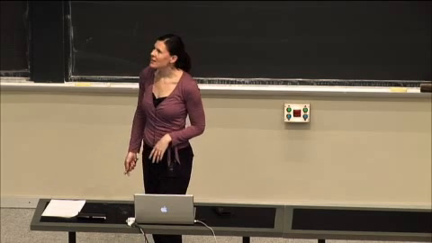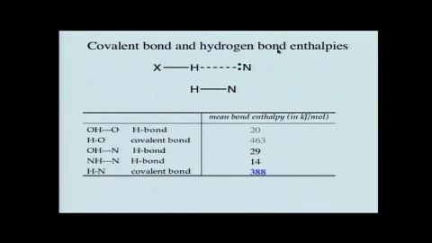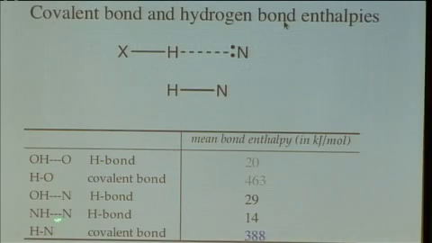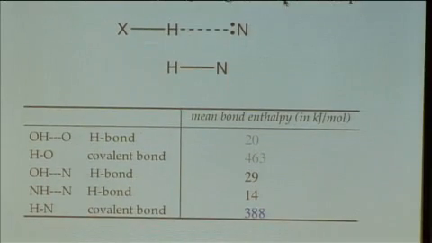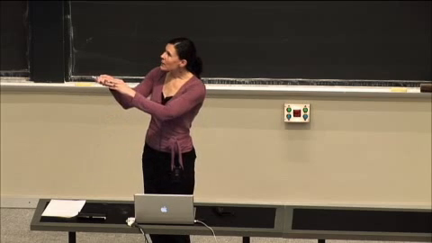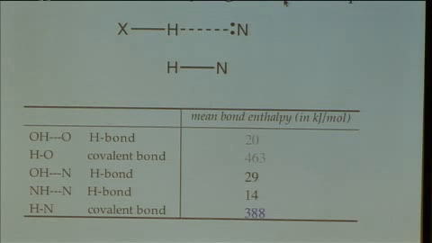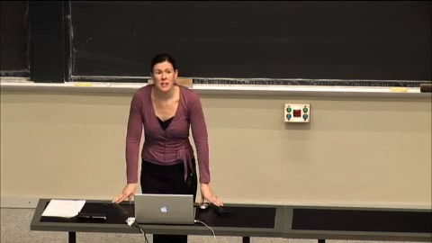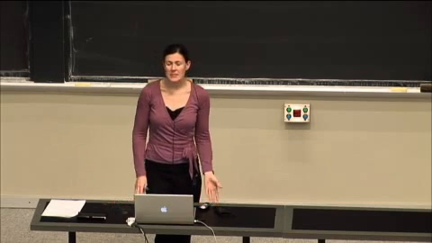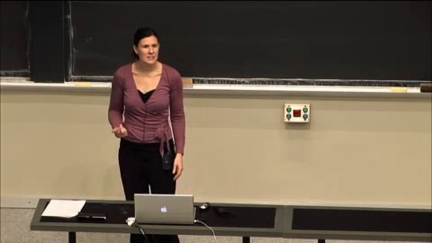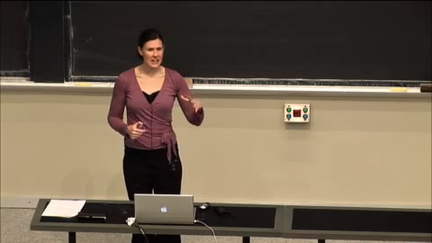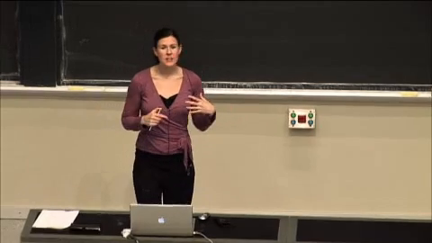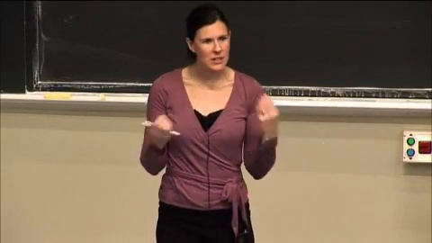Similarly, if we look at nitrogen, if we have an OH bound to a nitrogen, that's 29 kilojoules per mole. If it's an NH hydrogen bond to a nitrogen, that's 14 kilojoules per mole. And if we're talking about an HN covalent bond, now we're talking about 388 kilojoules per mole. So again, in these cases the hydrogen bonds are much, much weaker. They tend to be as low as 5% of what the covalent bond is. So this is much weaker than any bonds we have within molecules, but it's also the strongest type of bond that we can have between two different molecules.